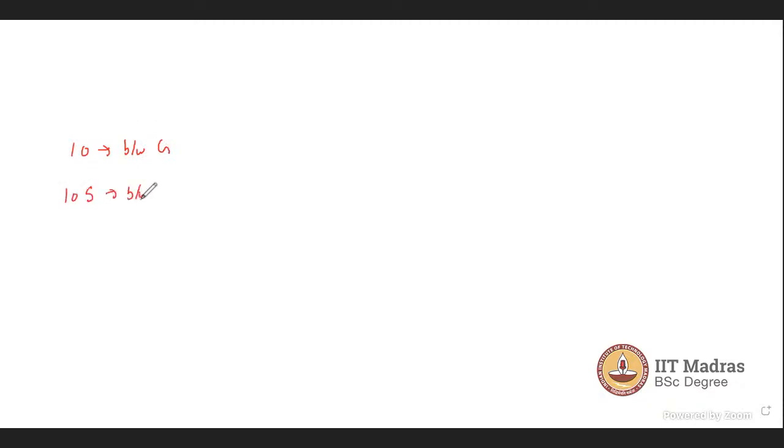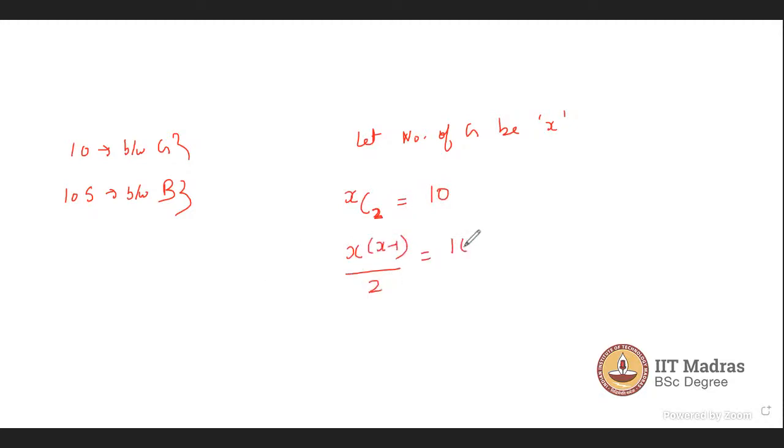105 between boys, right? So from these two, first I have to find the number of girls and number of boys. Let's say the number of girls be X. Then in how many ways can matches be played is XC2, because for a match I need 2 players out of the X. And I know that 10 matches are played because there are 10 ways to select. So it comes out X(X minus 1)/2 is equal to 10.